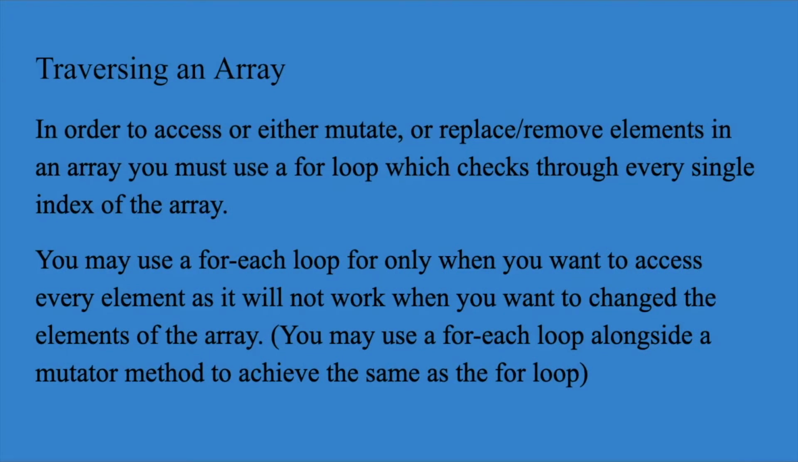Alright, next is traversing an array. In order to access or either mutate or replace/remove elements in an array, you must use a for loop which checks through every single index of the array. You may use a for each loop only when you want to access every element, as it will not work when you want to change the elements of the array. However, side note, you could use a for each loop alongside a mutator method, so you could achieve the same as a for loop, but it's just more work.